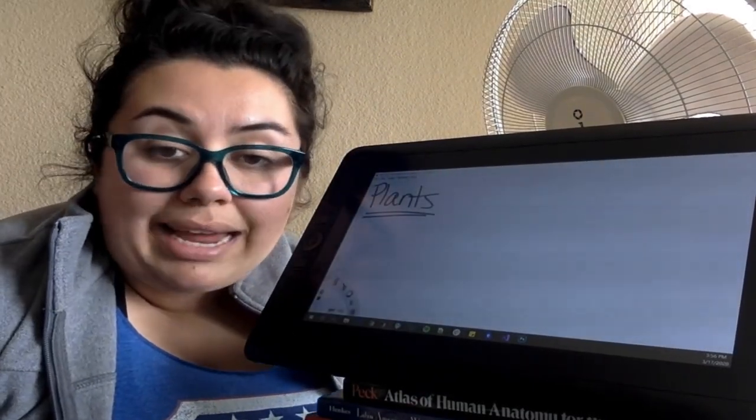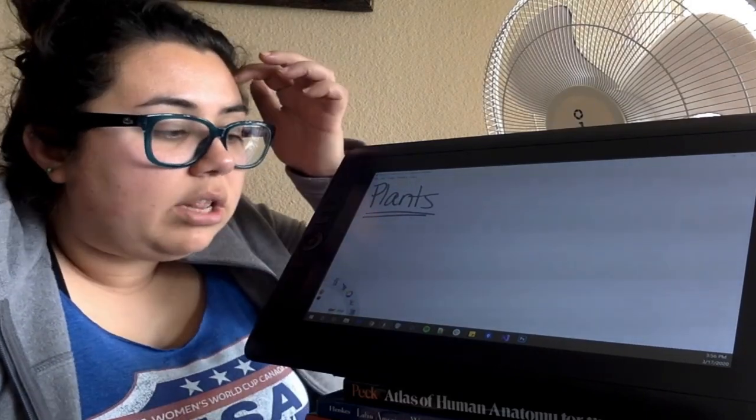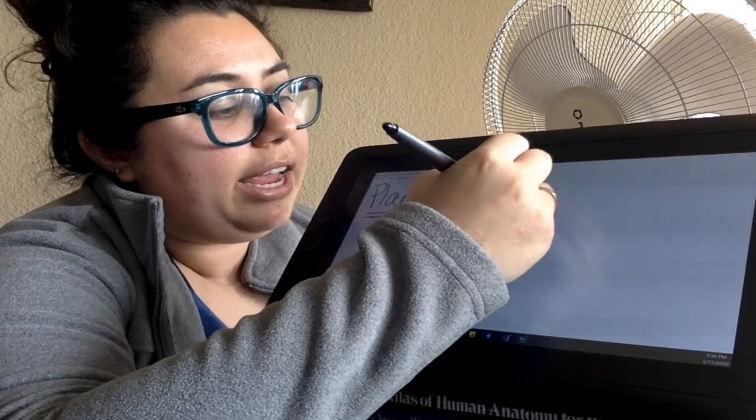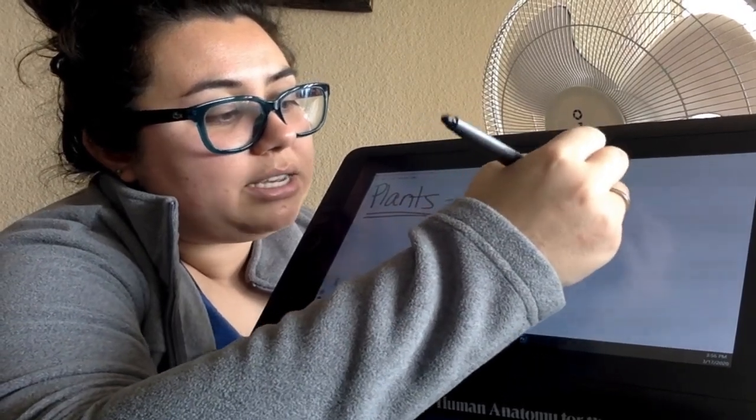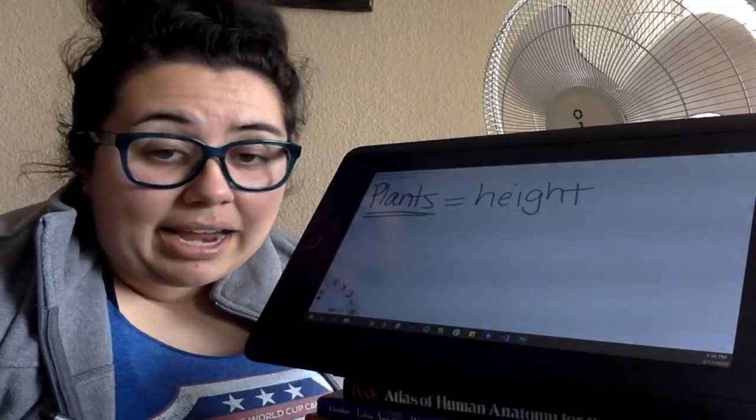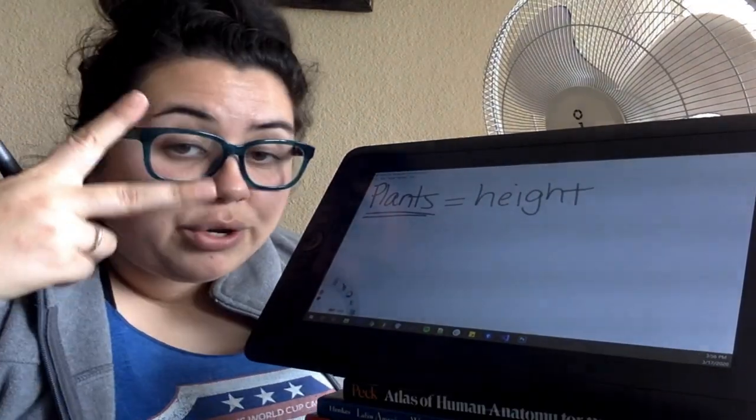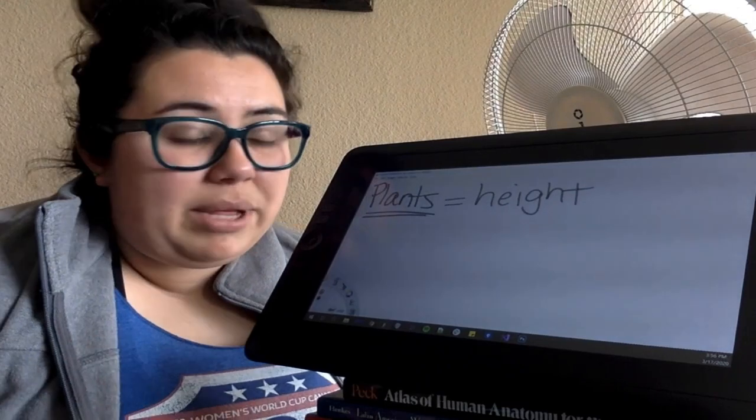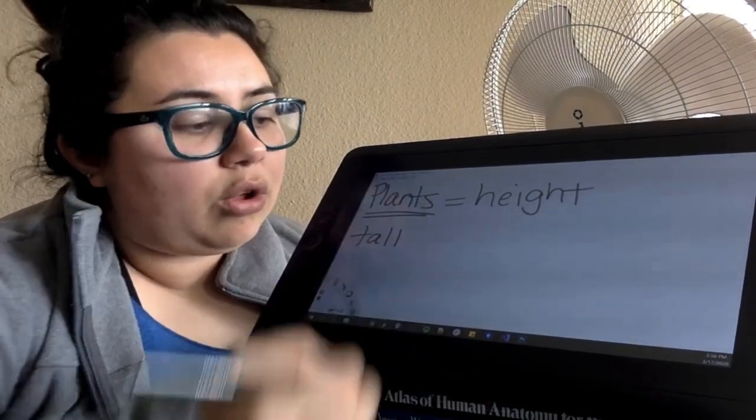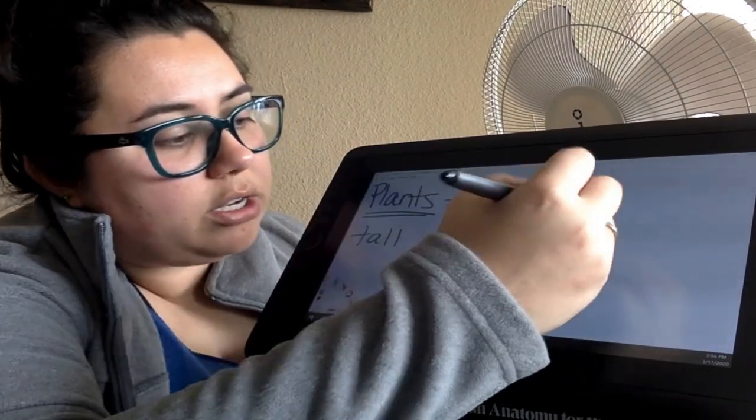Gregor Mendel was looking at pea plants. Now let's look specifically at how tall plants can be. So we're going to be looking at plant height, all right? Now, for plant height, you can have two different phenotypes. Plants can either be tall or they could be short.